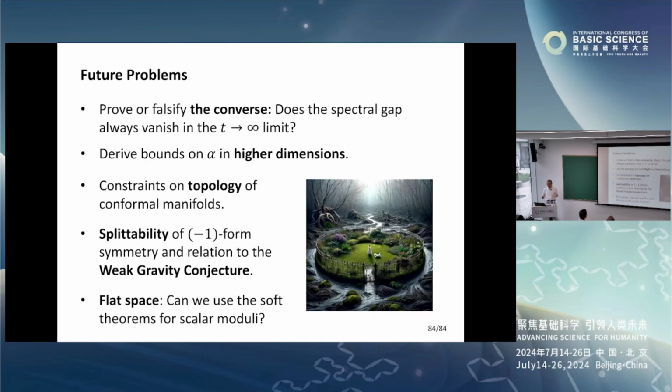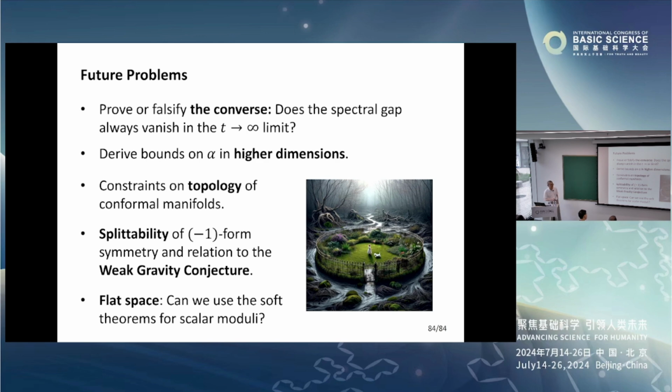And so there are, of course, future programs. First, the thing I want to do first, is to consider the converse of this distance conjecture claim, which is that the spectral gap always vanishes in the infinite distance limit. Then, also achievable in the next few years, I hope, is to derive a bound on alpha in higher dimensions. There is a very interesting observation that Cumrun and I made in my distance conjecture paper about constraints on the topology of the conformal manifold.